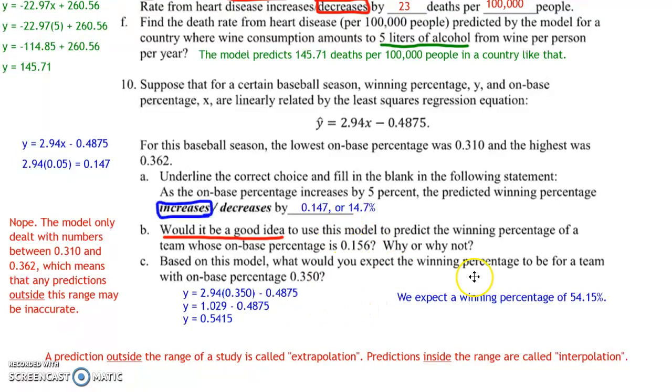And then based on the model, it's telling us on-base percentage is 0.350. Remember that on-base percentage is X. So we substitute in X and we get out a number.